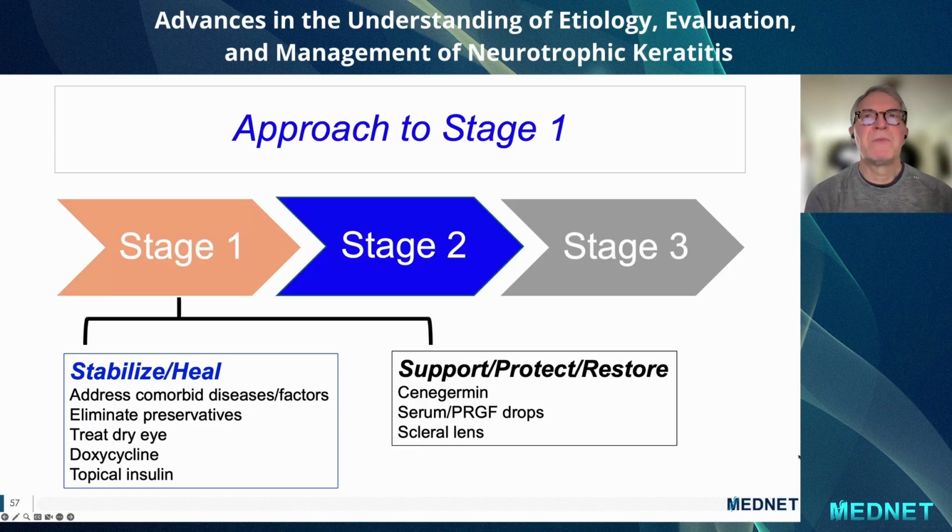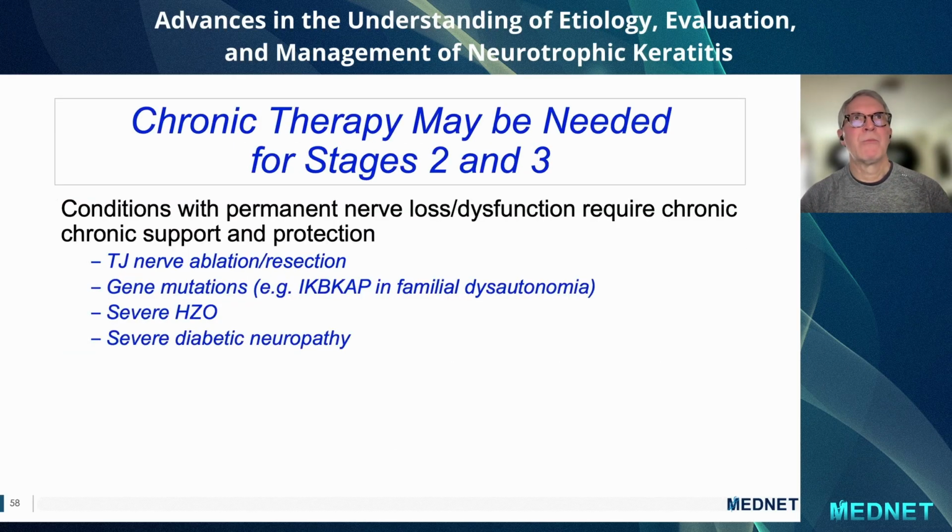And then at the same time, I try to move to therapies that will support, protect, and even restore function for the long-term maintenance of these patients. And that would include Cenegermin. As you heard, and probably in your own experience, it may take a few weeks or even a month to get Cenegermin approved and shipped to the patient. So you have to do something in the interim. There's lots of reports of using serum or platelet-rich plasma. The variety of platelet-rich plasma that we use and actually formulate in our clinic is plasma rich in growth factors, or PRGF. And then scleral lenses have become a big part of our management approach.